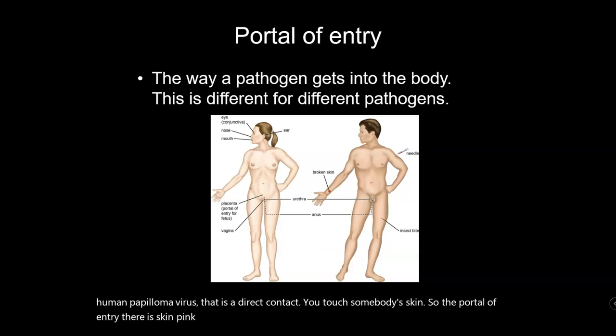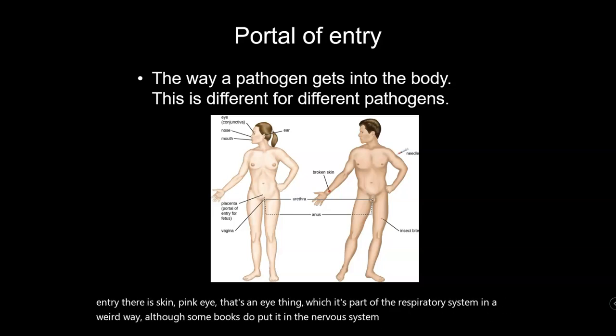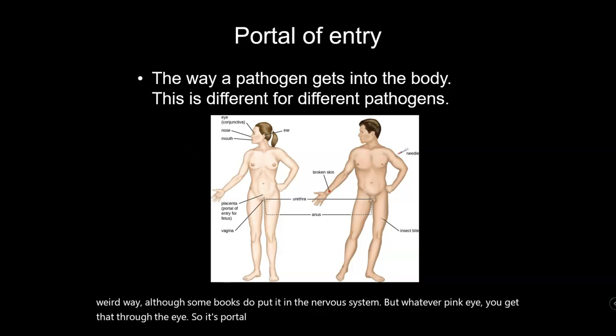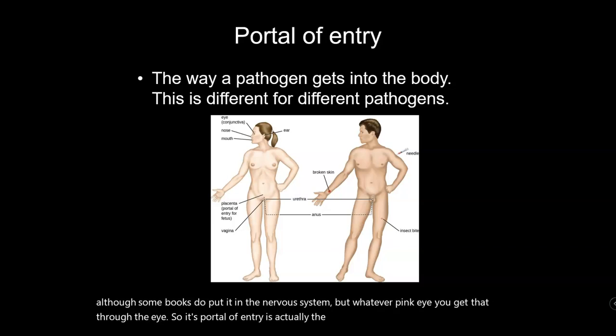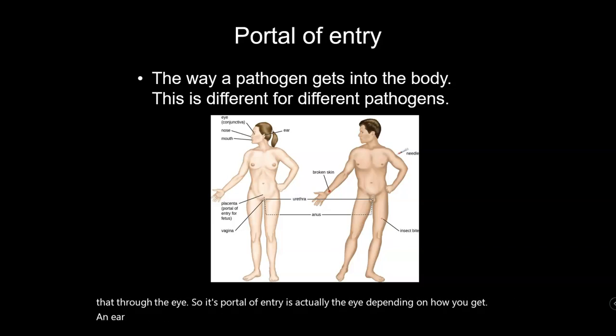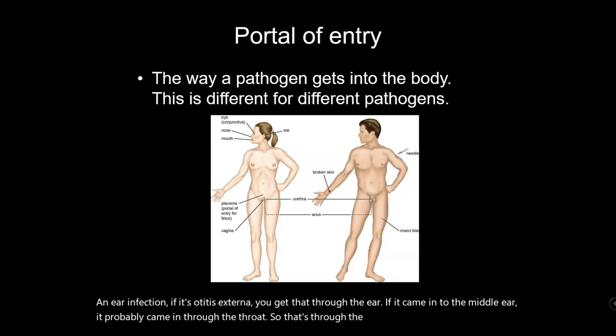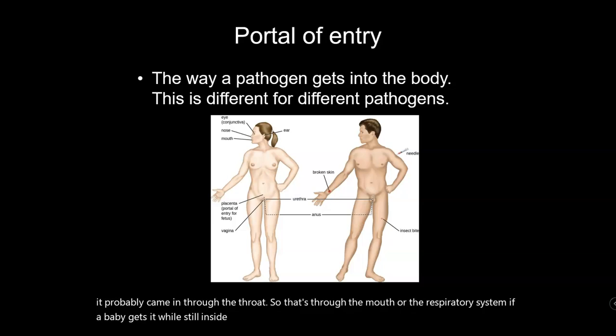Pink eye, that's an eye thing, which is part of the respiratory system in a weird way, although some books do put it in the nervous system, but whatever. Pink eye, you get that through the eye, so its portal of entry is actually the eye. Depending on how you get an ear infection, if it's otitis externa, you get that through the ear. If it came into the middle ear, it probably came in through the throat, so that's through the mouth or the respiratory system. If a baby gets it while still inside mom, its portal of entry was the placenta. So this is just kind of showing you how things can get into your body.